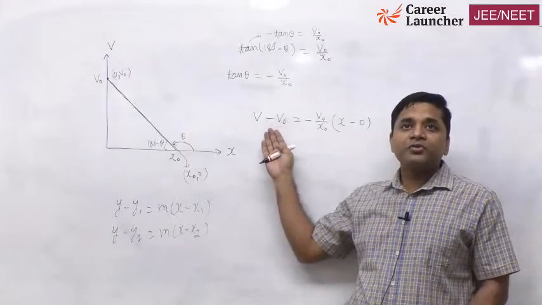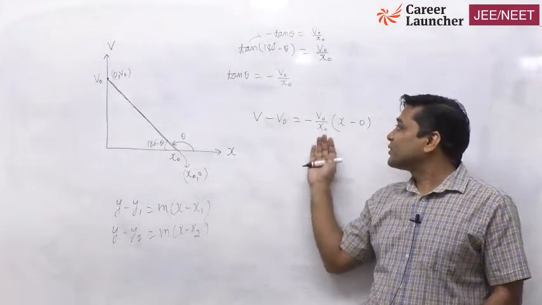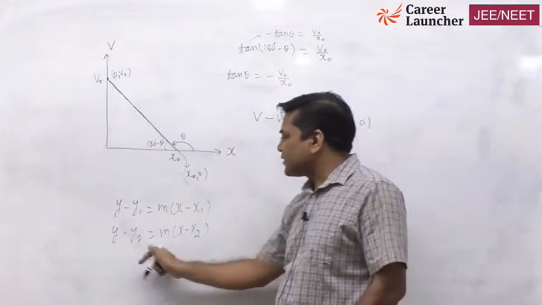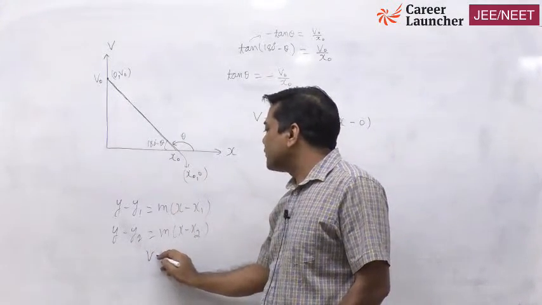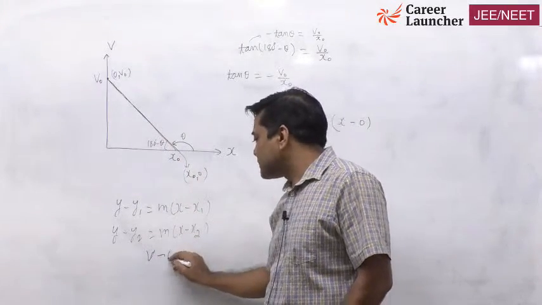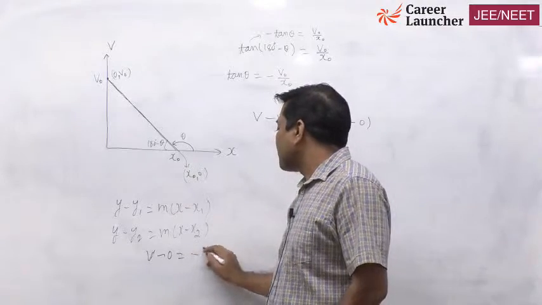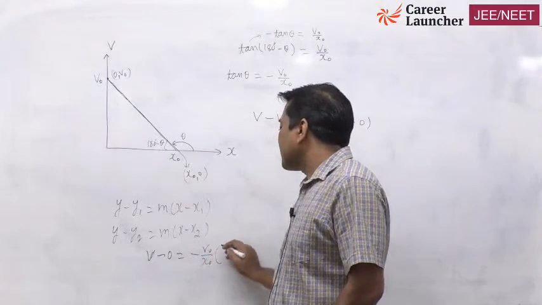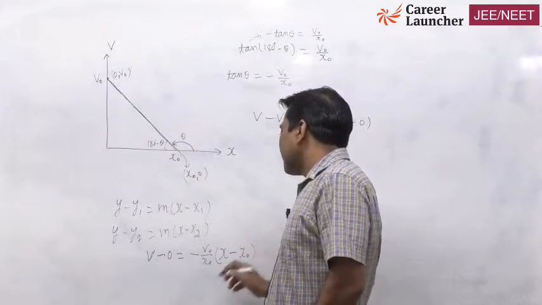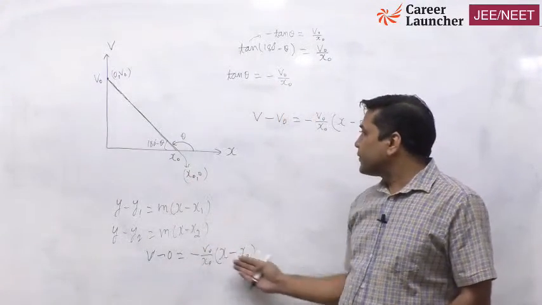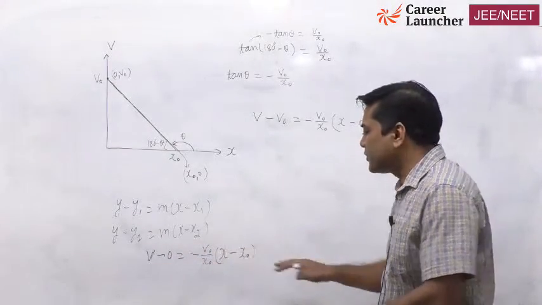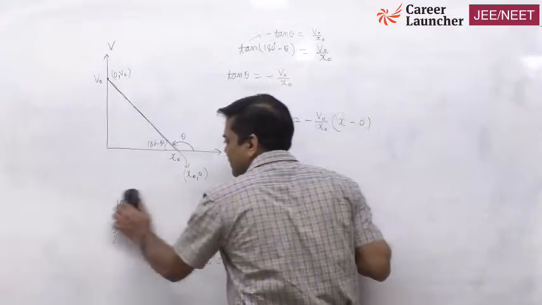First step you should have written that V minus V naught equals minus V naught by x naught, x minus 0. Another form, if you want you can write like this: V minus y2, where y2 here is 0, equals minus V naught by x naught, x minus x2, where x2 is x naught. So this is another way to write it. Any form will give you the same answer, but I'm going to use the first one.